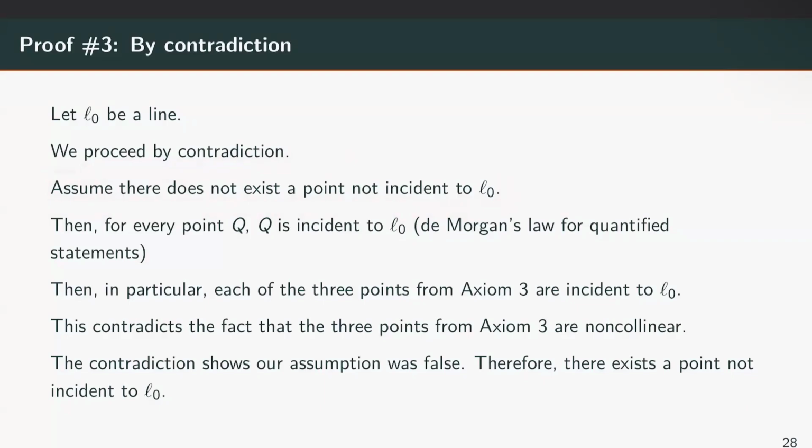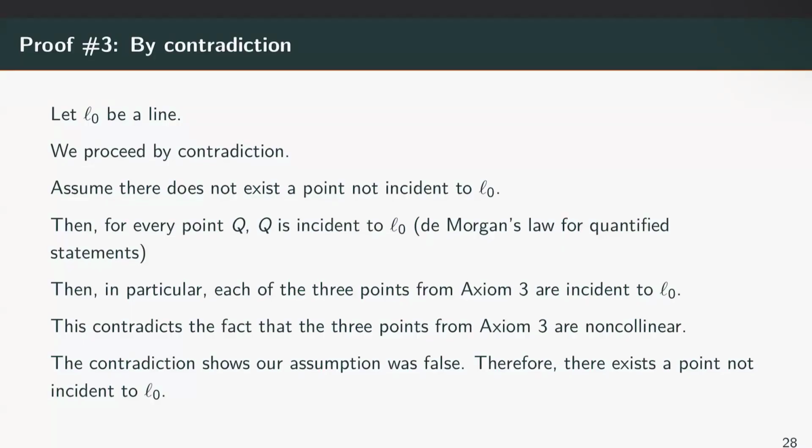Then for every point Q, Q is incident to L naught. That's the negation: there does not exist a point not incident to L naught means for every point Q, Q is incident to L naught. That's De Morgan's law for quantified statements. Then in particular, each of the 3 points from axiom 3 are going to be incident to L naught. We're specializing this quantified statement to each of the 3 points from axiom 3. But then that means that all 3 points are on the same line L naught, so that contradicts the fact that they are non-collinear.